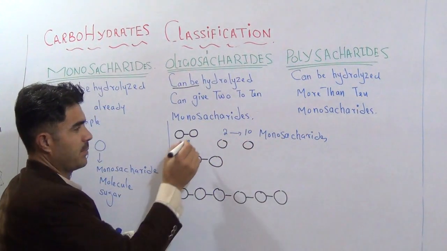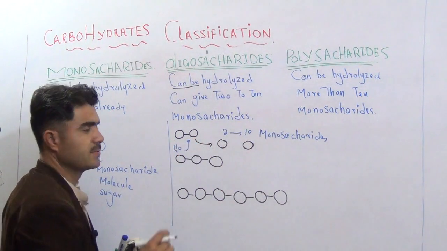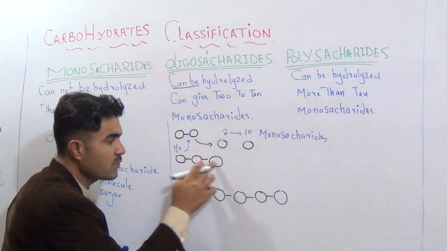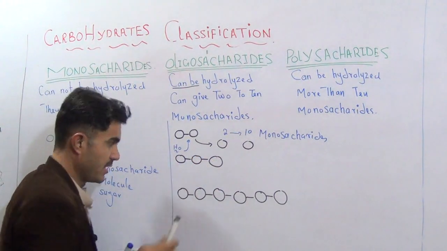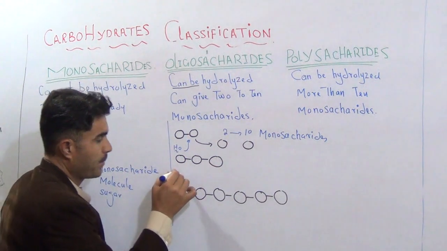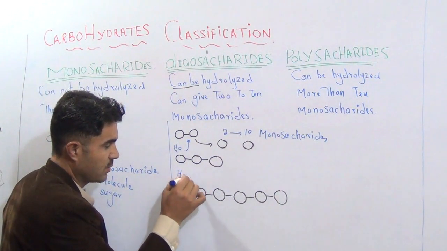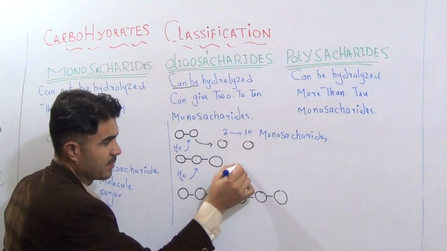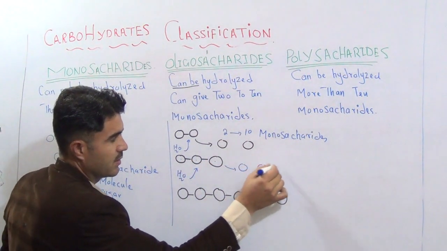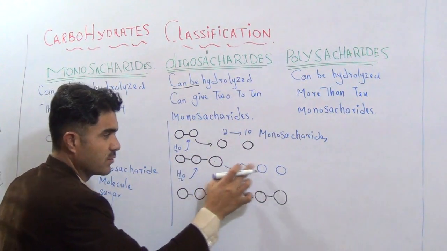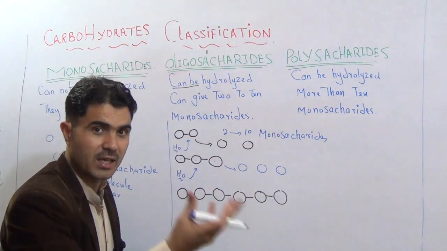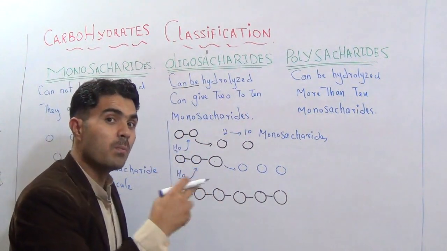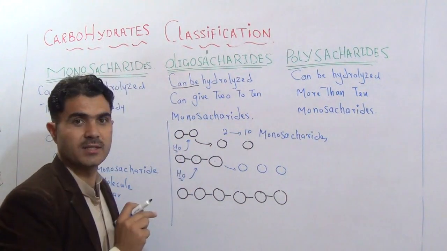Okay, because hydrolysis occurred. Now here, these are the 3 circles. These are 3 monosaccharides attached. If I provide water, with the help of water, these 3 circles will be separated, right? So in this case, we will get 3 monosaccharides after hydrolysis. In this case, we will get 2 monosaccharides after hydrolysis.